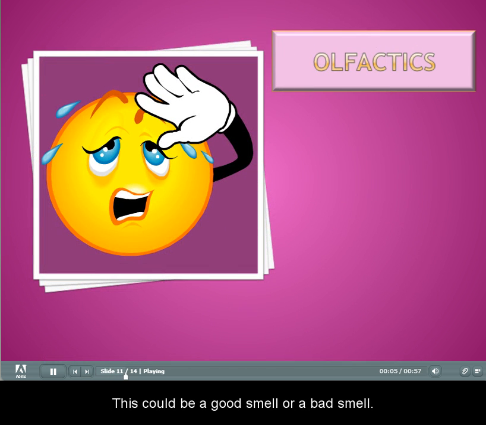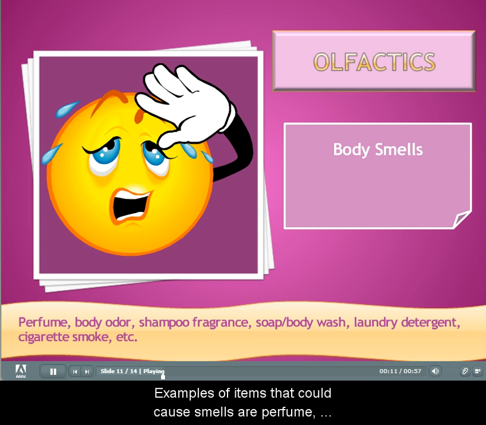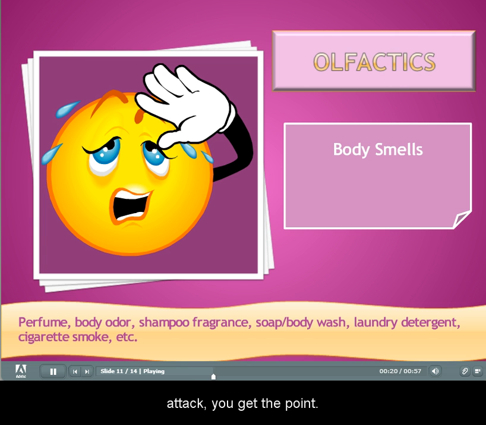Olfactics has to do with how a person smells. This could be a good smell or a bad smell. Examples of items that could cause smells are perfumes, body odor, shampoo, soap, body wash, laundry detergent, cigarette smoke, mildewed clothes, skunk attack. You get the point.